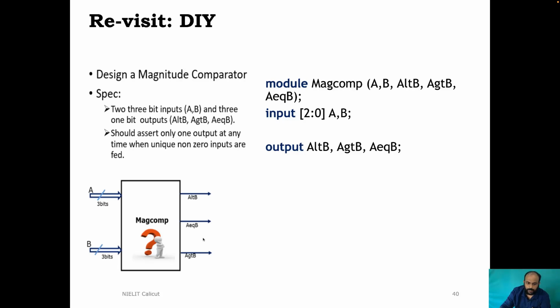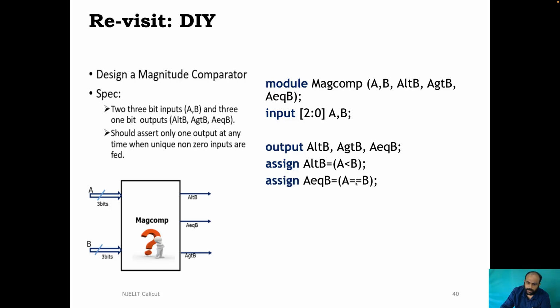Okay, so only one of these outputs should be high at a time. It's similar to one-hot encoding. So I can write these lines. Assign A less than B is equal to A less than B. This expression will return 1 if and only if A is actually less than B, else it will return 0.